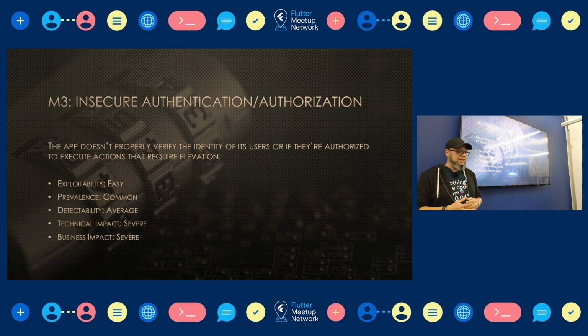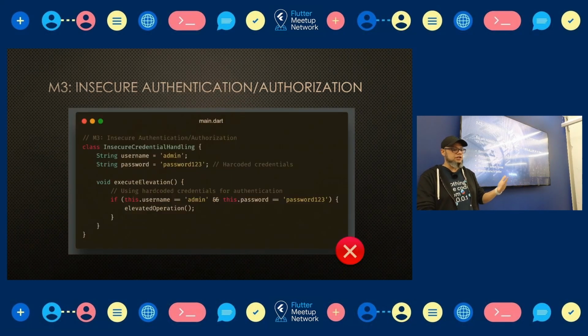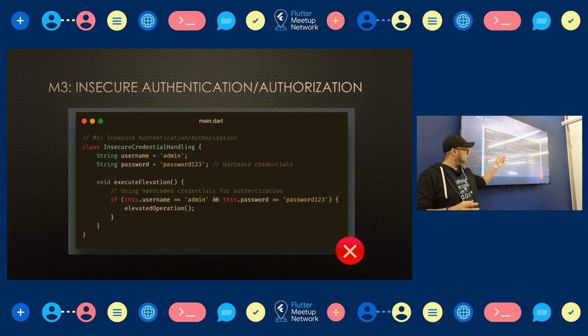That's it. Next is M3, insecure authentication and authorization, which is basically the app is unable to verify the identity of its users, and if they're authorized to perform the actions that they're trying to execute. In other words, your application is not able to validate elevation in the proper way. A good example of this is similar to M1, having a weak check about the username and a password and have it execute an elevated operation.